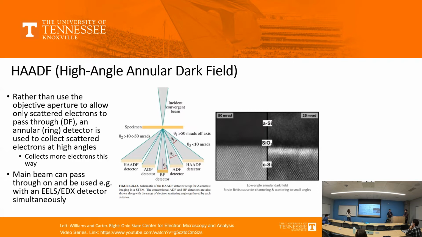So if you have your optic axis going down here, then your detector is like a ring around the optic axis. What does that capture? That captures electrons that are scattered at high angles relative to the optic axis. So what does that mean? First of all, high angle is anything greater than 50 milliradians.